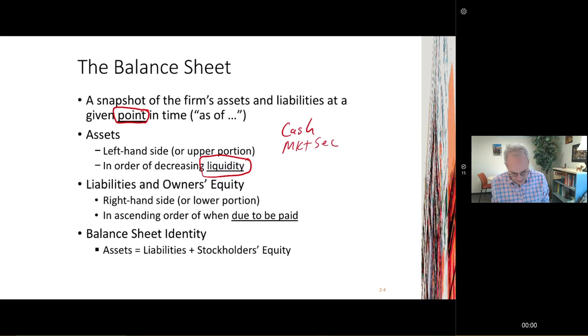And then on the other side, we have liabilities, and so they're listed in order of when they're due to be paid. So you would have your bills that are to be paid right away, and then eventually get to long-term debt.